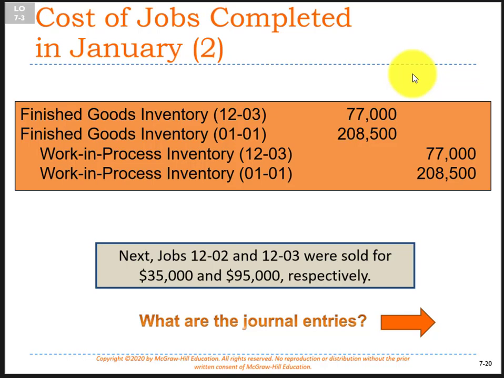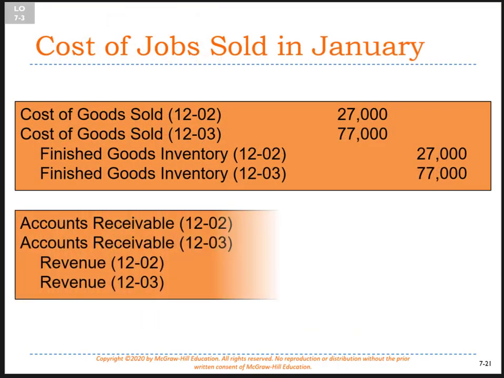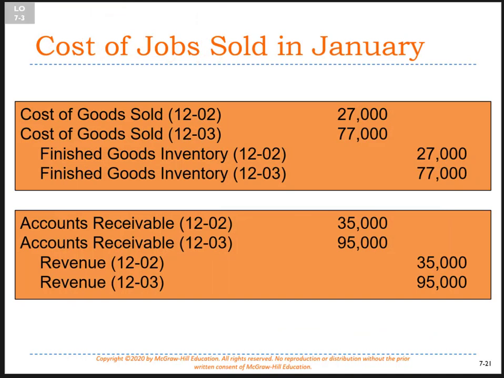Two jobs were sold. One that was already in finished goods, had been completed as of January 1st, and the other was one of these 2 jobs that we completed during January. They were sold, and the sales were 35 and 95 respectively, okay? So now we're going to take the job that we know the cost of, 27,000 for the one job that was there already when we started this whole thing.